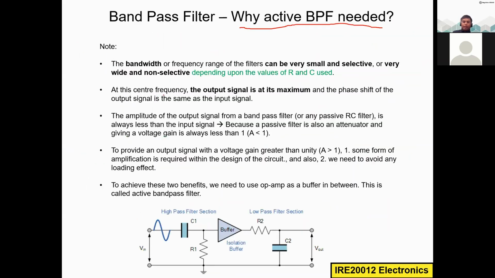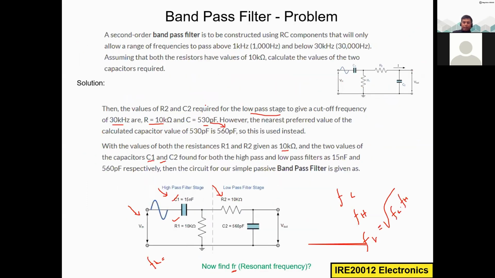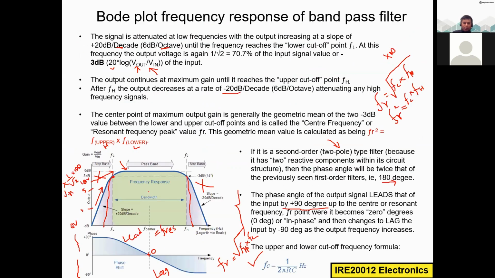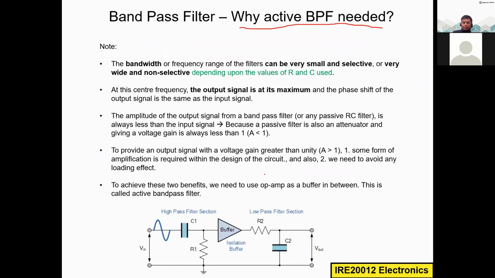At this center frequency, that is the resonant frequency, the output signal is at its maximum value. That's correct. And the phase shift of the output signal is the same as the input signal. We also saw that in this frequency response. At this center or resonant frequency, the output value is the maximum, and you can also see here the phase value is 0, that we know.